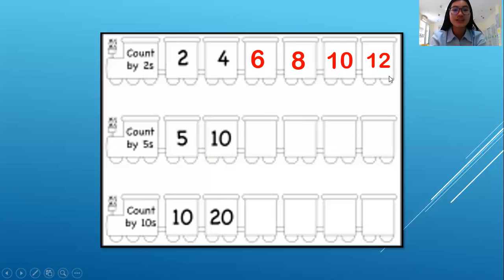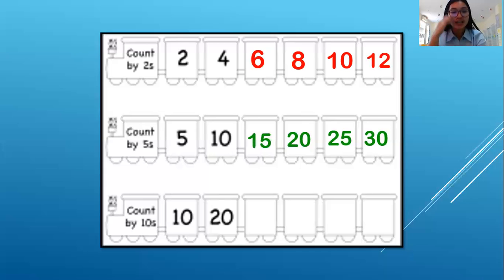All right. Now let's count by 5. So 5, 10. The missing number is 15, 20, 25, 30. All right. Now let's count by 10. So 10, 20. The next number will be 30, the next will be 35, next is 40, and next is 45. Okay, one down.